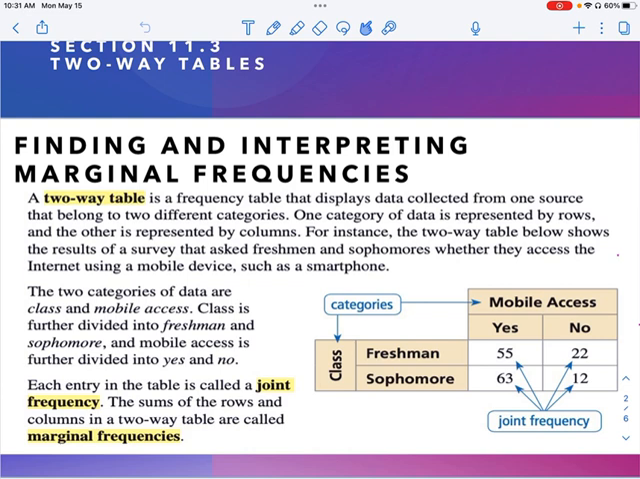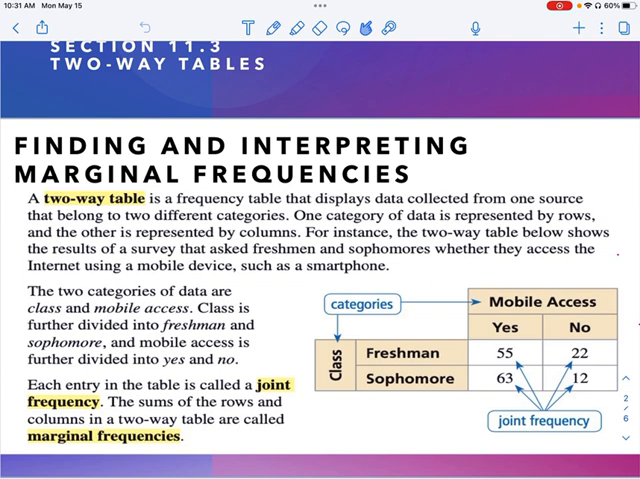In other words, it's a survey that is based on two different categorical answers. Now, one category is represented by the rows, which in this example is class, freshman and sophomore. The second category is represented by your columns. So mobile access, yes or no, is your column representation.